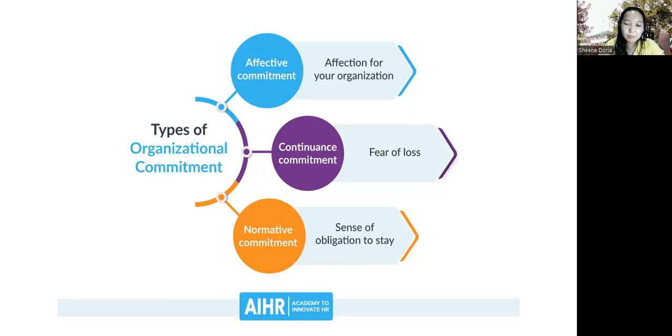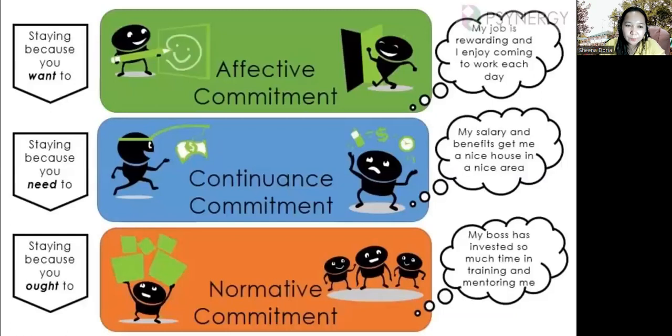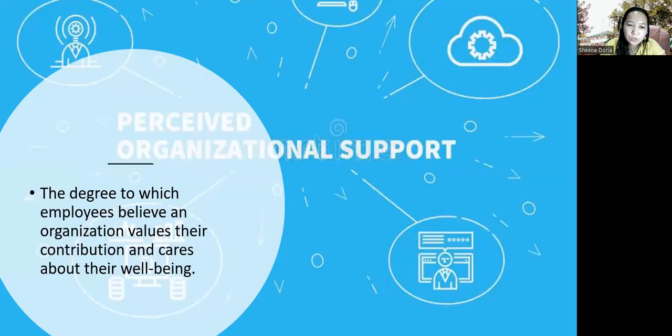Normative commitment. So to discuss further, affective is you stay because you want to, you feel that you want to. Continuance is you need to. Normative commitment is you ought to. So affective is somewhat emotional attachment. Continuance commitment is the economic value of staying, and normative is moral or ethical obligations.